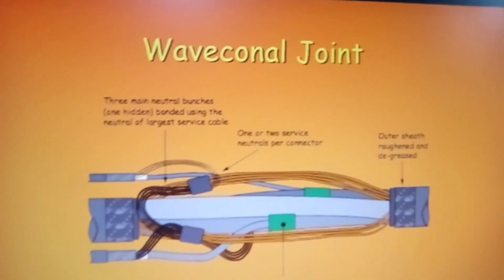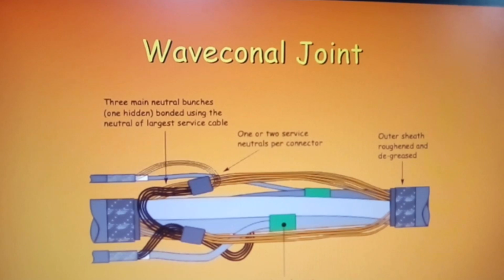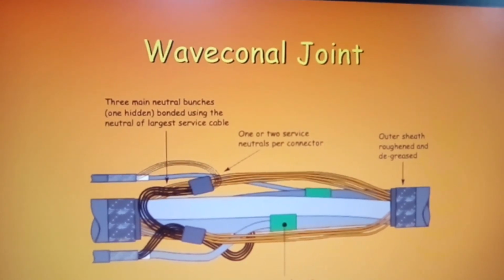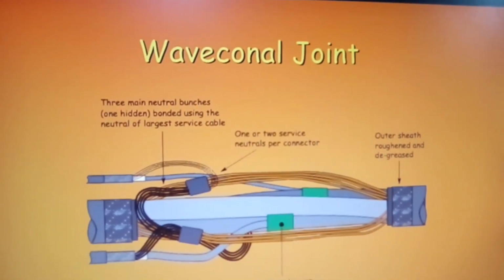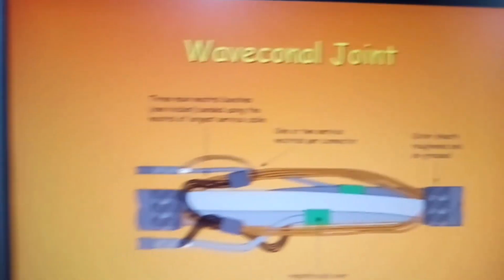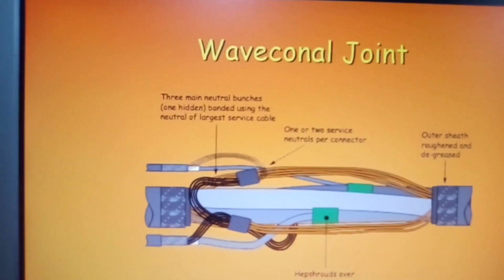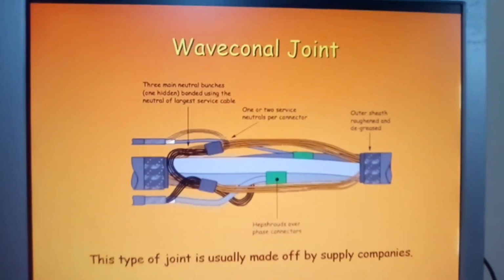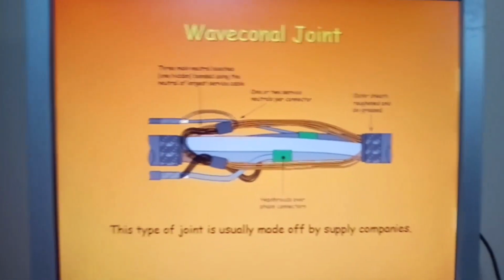This type of joint is usually made by supply companies. This would be the supply company's own work. It would not be something that the electrician himself would undertake, but he will call in a contractor to do that role on behalf of his company.